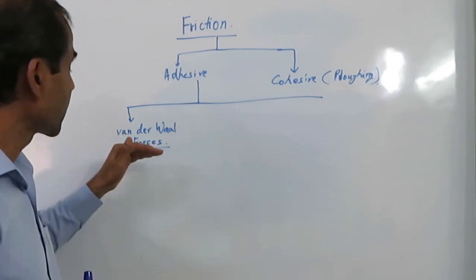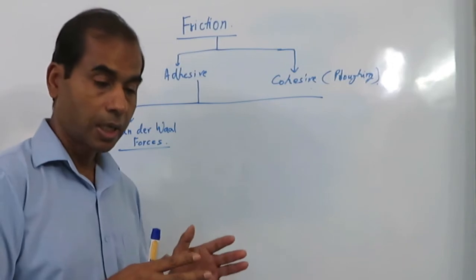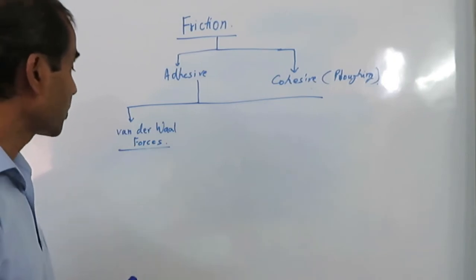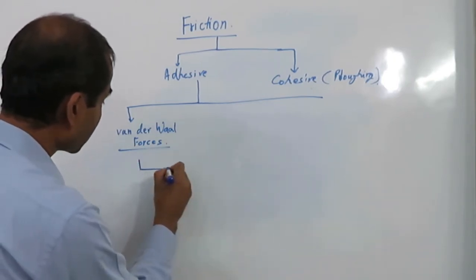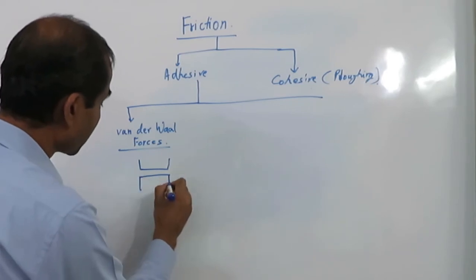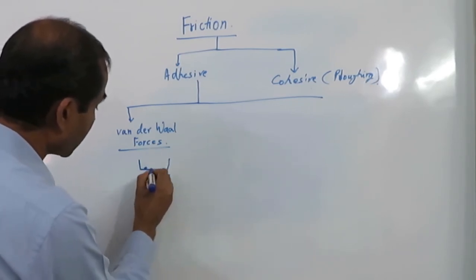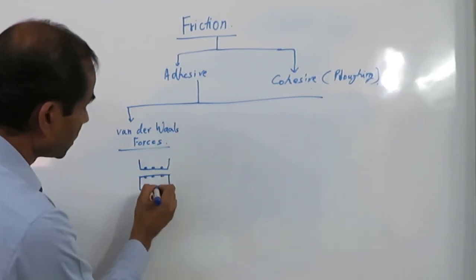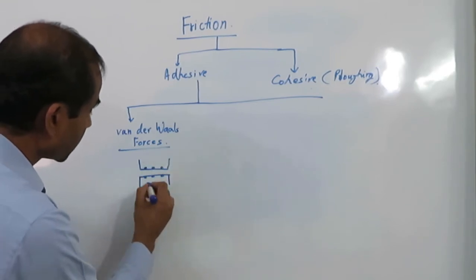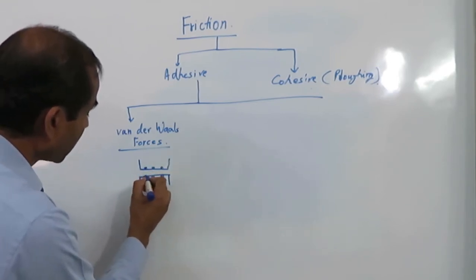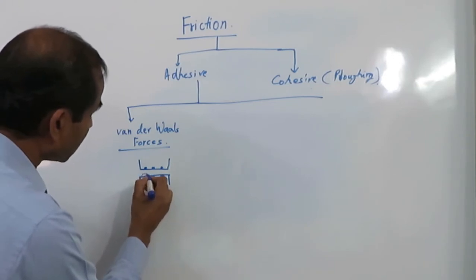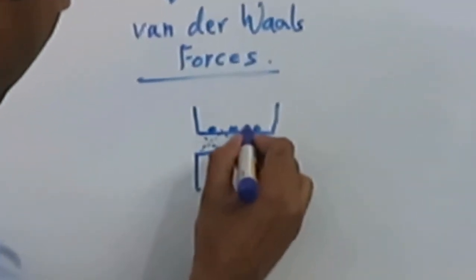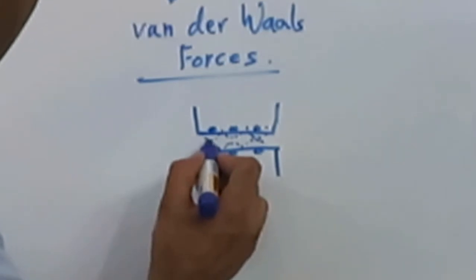So van der Waals forces act between any two surfaces. It doesn't have to be polymer or metal or ceramics, it can be anything. The van der Waals forces act between two solid bodies. So when two solid bodies are in very close contact, the atoms of these two bodies, each body has many atoms, and each atom has its own electrical or magnetic field because of the electronic structure. And basically they interact with each other, and therefore there will be some force.